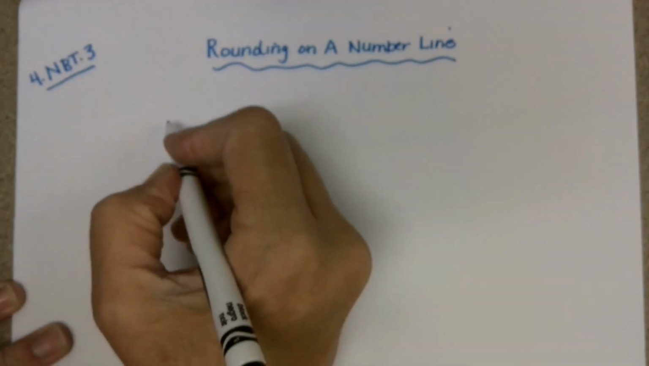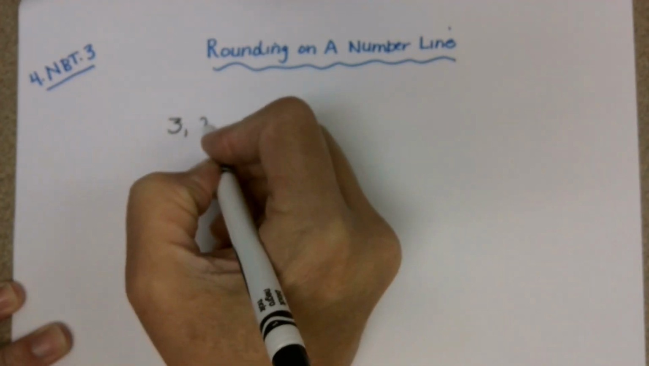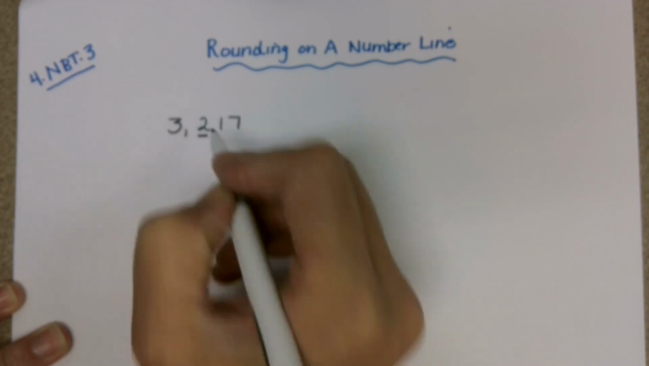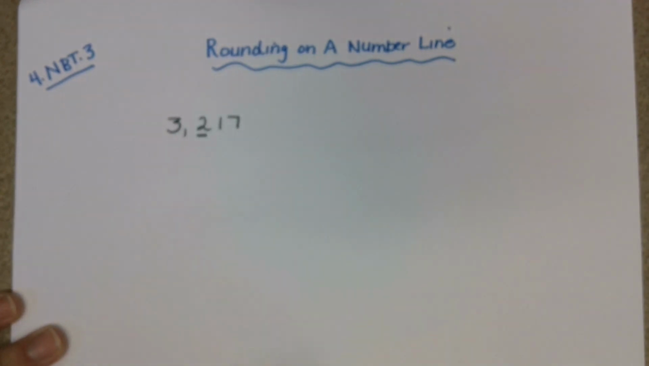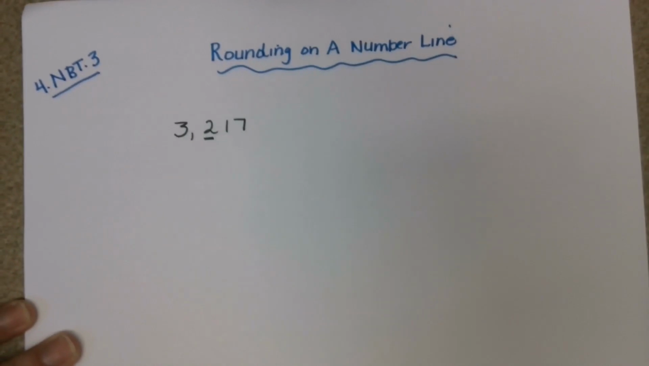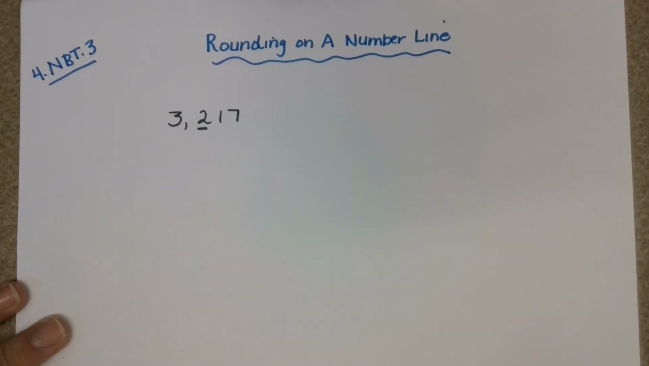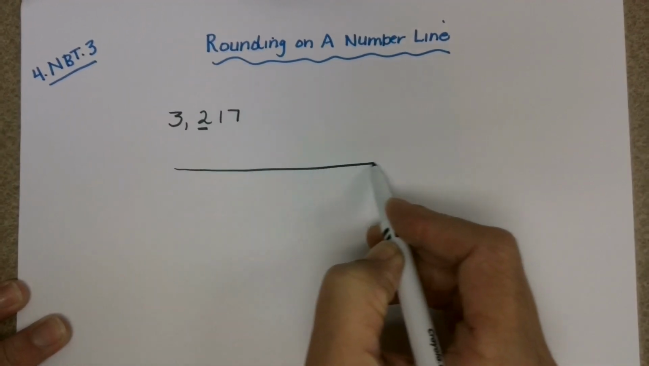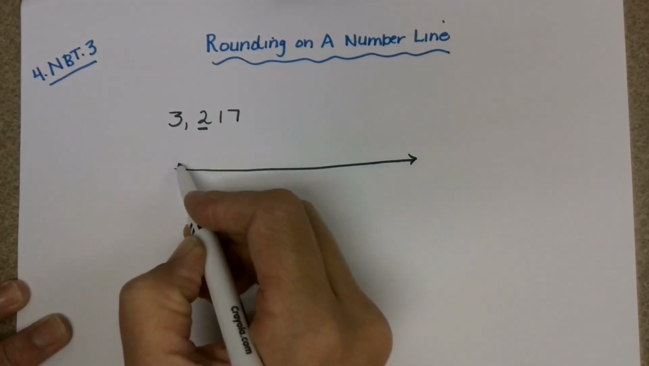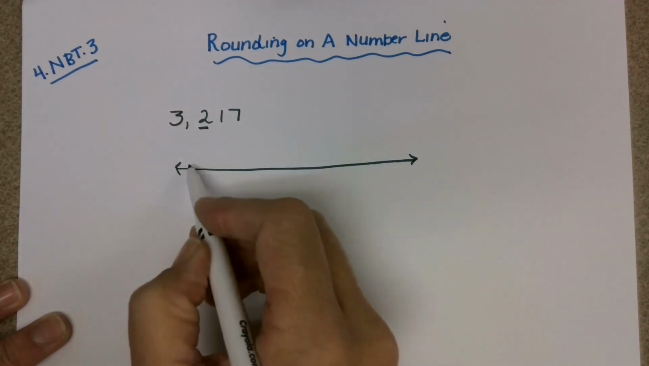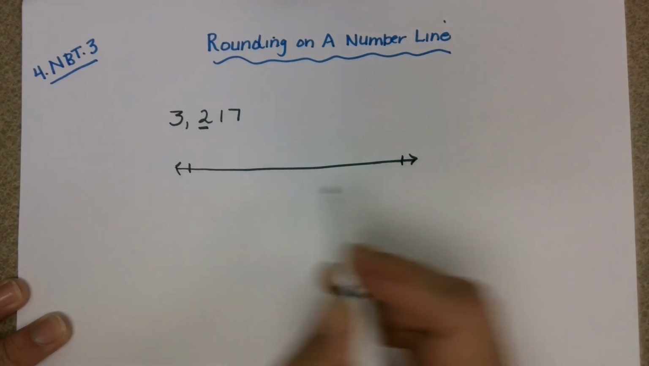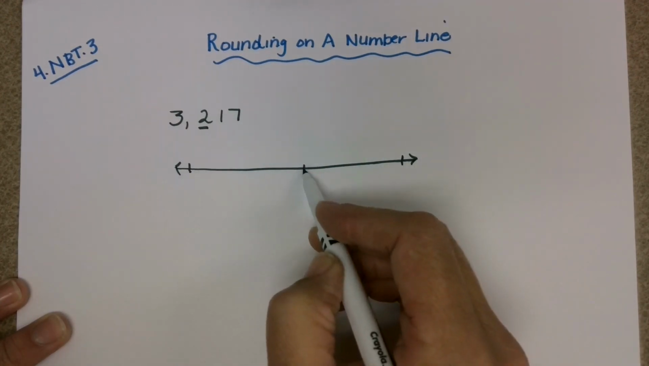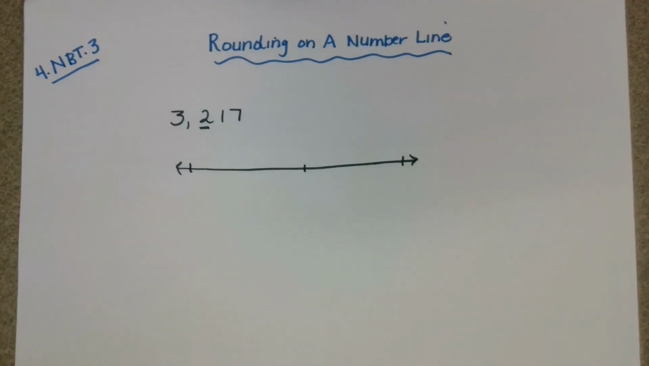So let's say that we have the number 3,217. And we see that the 2 is underlined, or we are being asked to round to the hundreds spot. The first thing we do is we just sketch our number line. And remember, that's just a straight line, arrows, and we always want to put a mark for both endpoints and the midpoint.